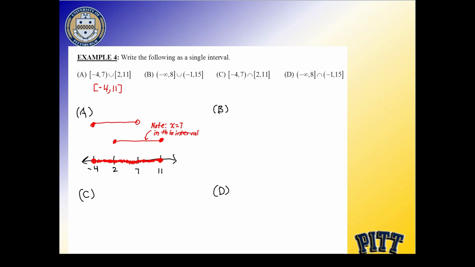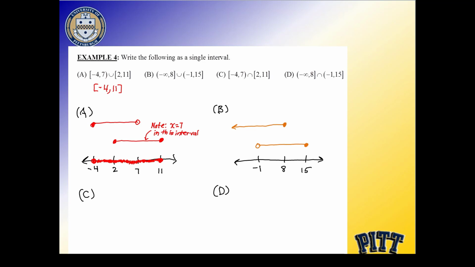For B, same kind of thing. I can't put negative infinity on the number line. I can put the -1, 8, and 15 I see there. And again, I'm going to draw out the intervals I have. I have the one that goes from negative infinity to 8. I have that one on top. And I have the one that goes from -1 to 15 on the bottom, the one that doesn't include -1 but includes 15.